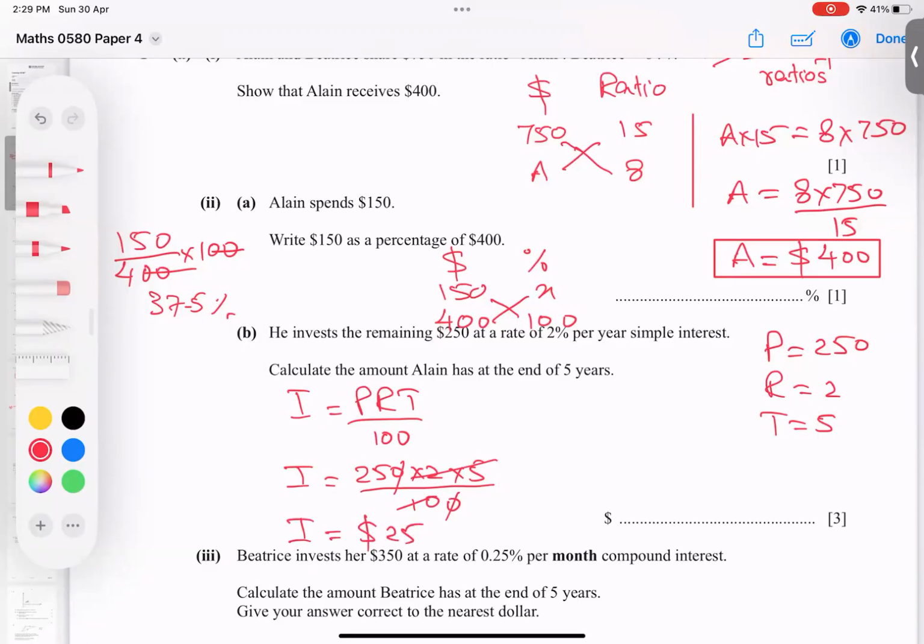But he is asking for the amount, not the profit. And you know very well, in simple interest we apply the technique A equals I plus P, or P plus I. What is P? His money, the investment. What is I? The profit he gets from the bank. And A is the total amount, the net amount. So 250 plus 25, we get $275 final amount.